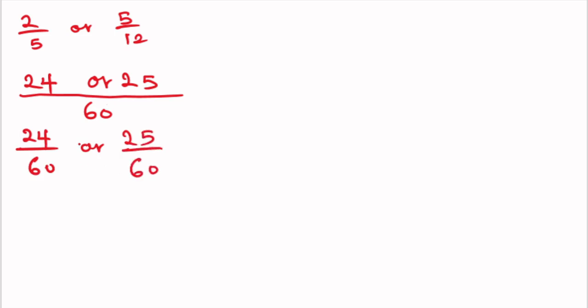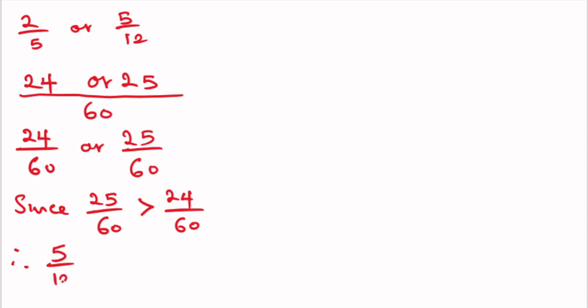Now looking at these two fractions, the third step says we should compare the numerators. Now looking at the numerators here, 25 is bigger than 24. So we can write that since 25 over 60 is greater than 24 over 60, therefore 25 over 60 belongs to which fraction? We have to take it back to the original fractions. So 25 over 60 belongs to 5 over 12. So therefore 5 over 12 is the greater fraction.